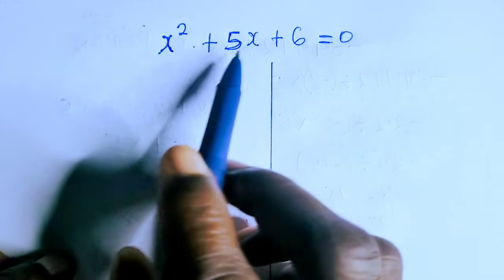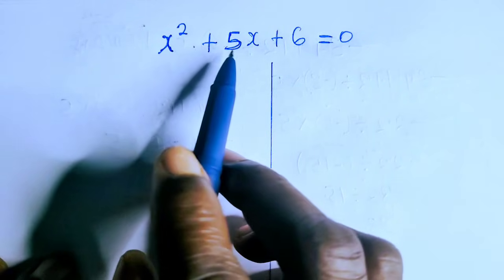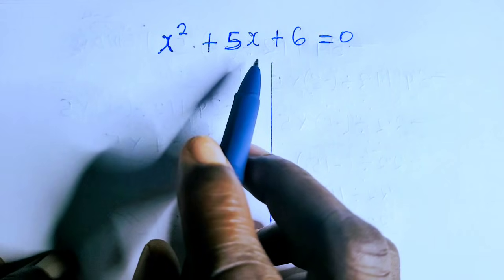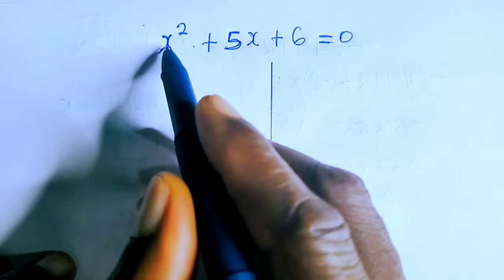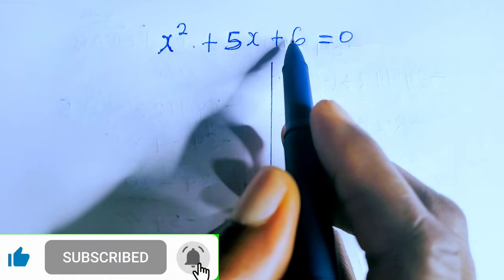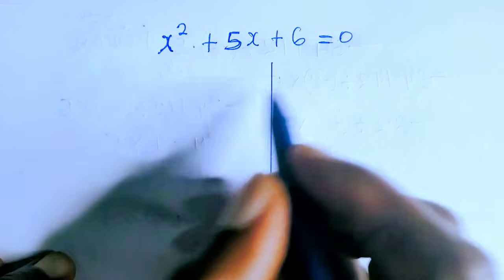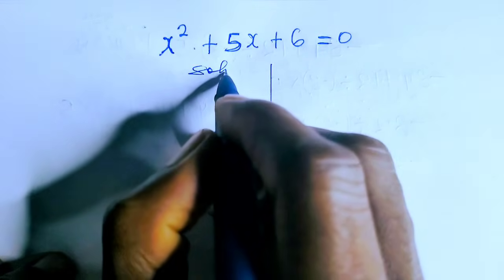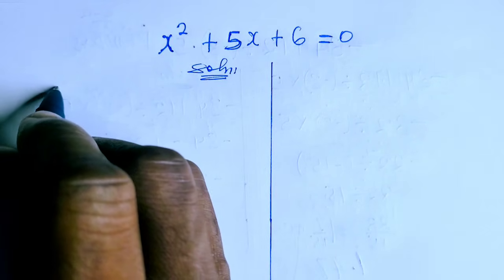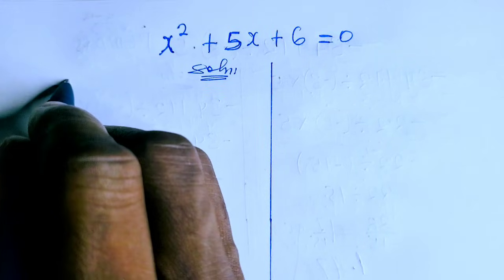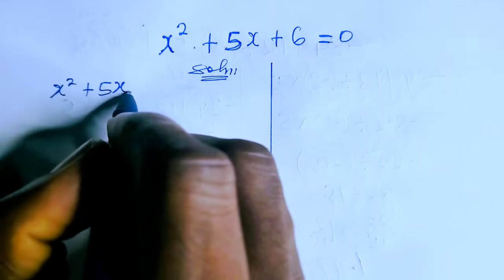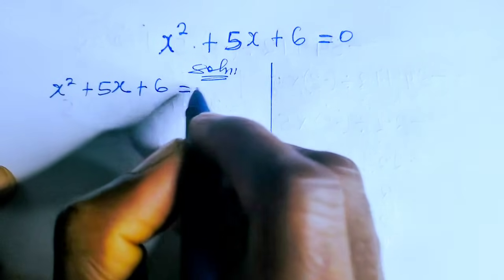In this video, we are going to learn how to solve quadratic equations using the completing the square method. We have here x to the power of 2 plus 5x plus 6 equals 0. Now we have a solution. I bring the question down here: x squared plus 5x plus 6 equals 0.